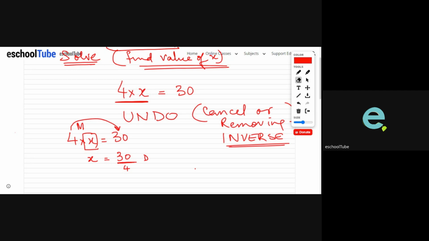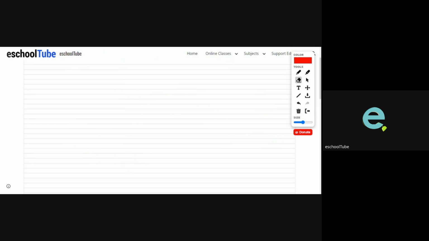Now coming back to my original equation, which was 4x plus 6 is equal to 30. Now I have to find the value of x. That means I have to remove the operations. Now there are two, one is multiplication, one is addition. So I have to remove both the operations. Remove means undo.